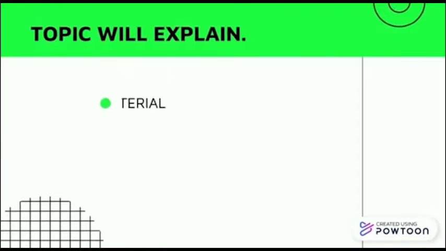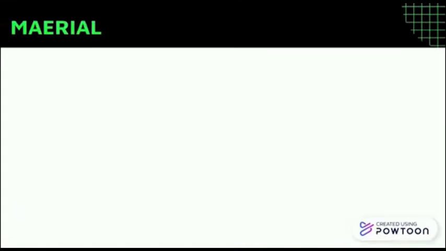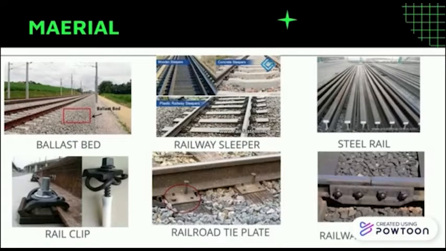Now I will explain about the material, benefit and challenge on railway construction. There are 6 main materials used in the railway construction, which are a ballast bed, steel rail, railway sleeper, railroad tie plate, rail clip and railway fish plate.